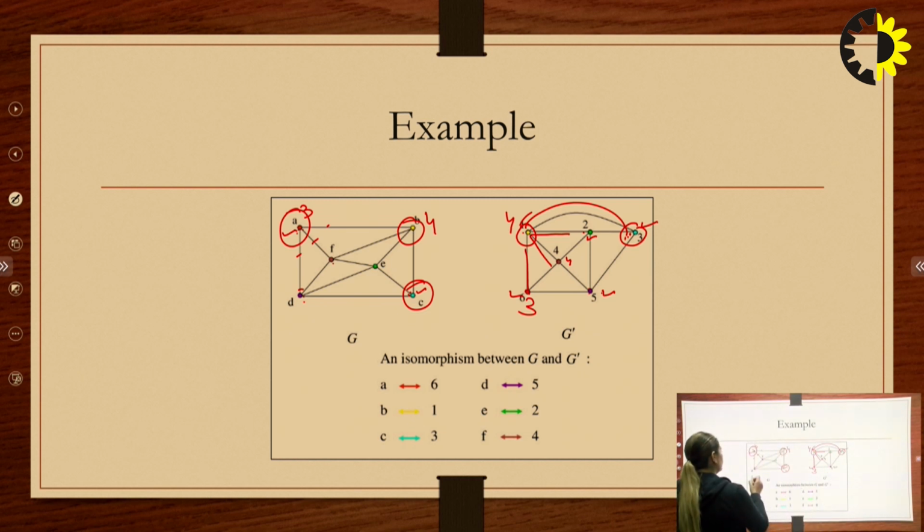So similarly, you can do it for D, F and E. You will find that the connections are the same. So they are isomorphic graphs.